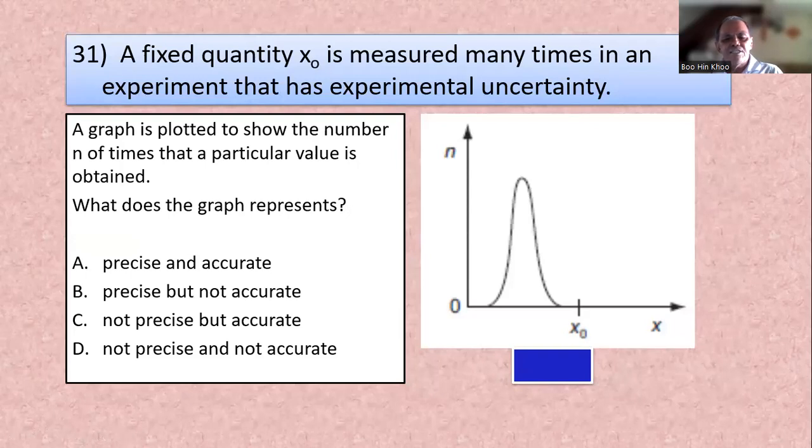A fixed quantity x naught is measured many times in an experiment that has experimental uncertainty. So that is the true value. The graph is plotted to show the number n of times that a particular value is obtained. What does the graph represent? That's your mean value. Compare to the true value. So it's not accurate, but the bell shape is very narrow. The values are very close to each other. So it's precise, but not accurate. B.